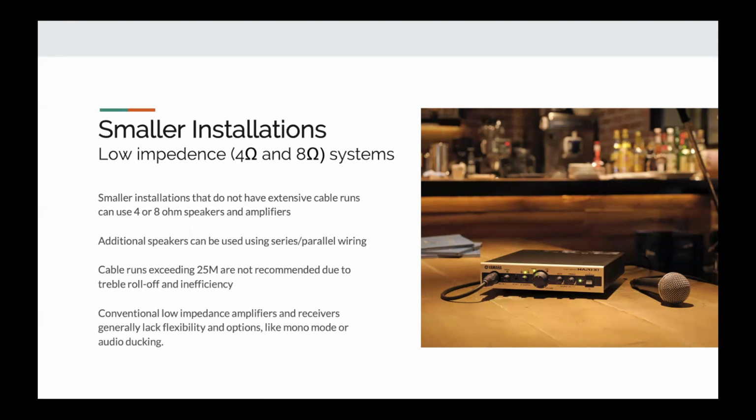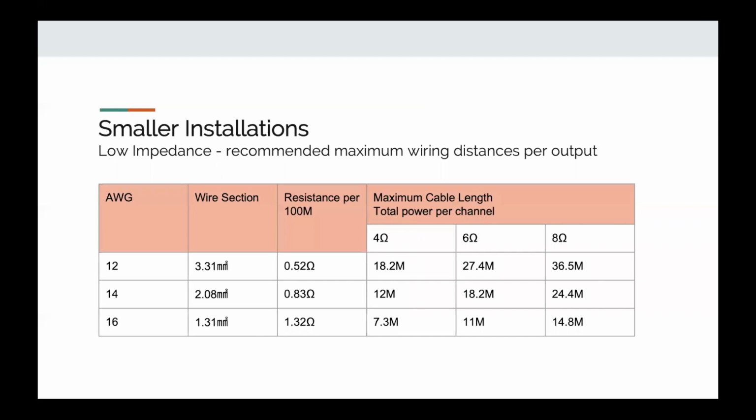So at the very least, you should be looking for something like the Yamaha MA2030, which is pictured in this diagram. And what I'm going to do later on is run through the different amplifiers and processors that are available. In our smaller installations, we generally recommend low impedance, but we also recommend a maximum wiring distance per output. And the table, which I'm not going to read you verbatim because you're going to get a copy of this presentation, gives you an indication of the cable you should be using and the maximum recommended cable distance.